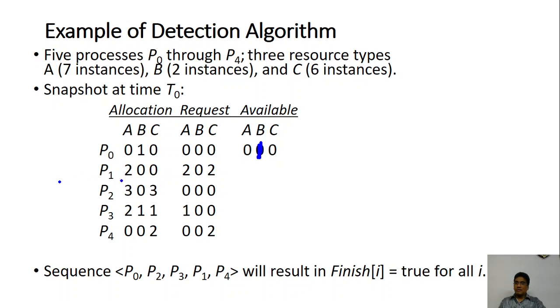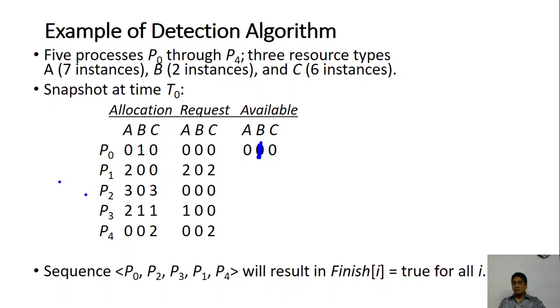Now go to this next one, P1. Can you satisfy this P1? It's not possible. What is the reason? P1 is not making any request for B. Even though you have one instance of B, P1 says, I don't want B, I want two instances of A, I want two instances of C. But you don't have that, so forget it, you can't satisfy P1.